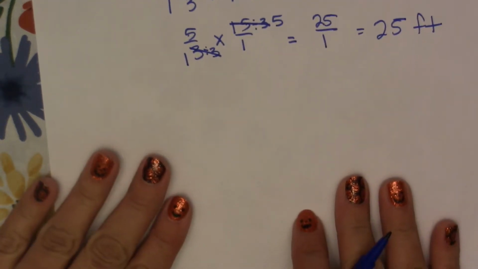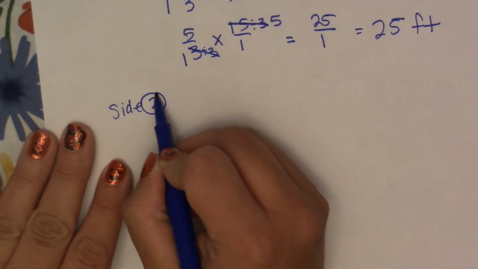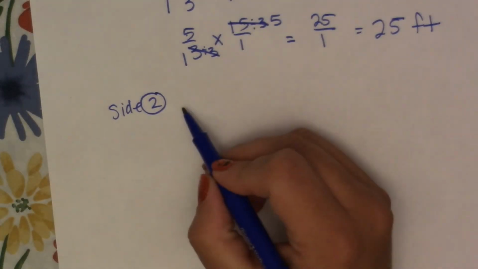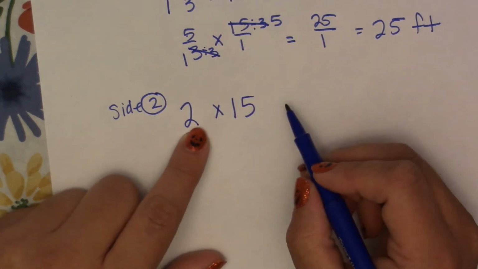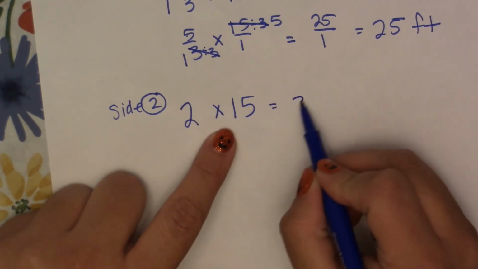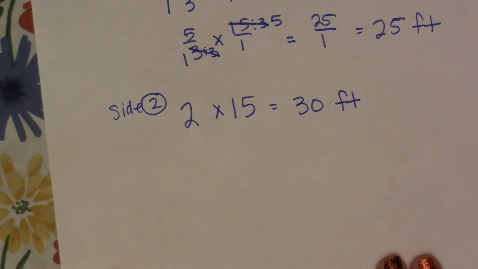All right, let's look at side 2. On my picture, side 2 is a measurement of 2 inches. So I'm going to start with 2 and apply my scale factor of 15. 2 times 15 is 30, so that side would be 30 feet.